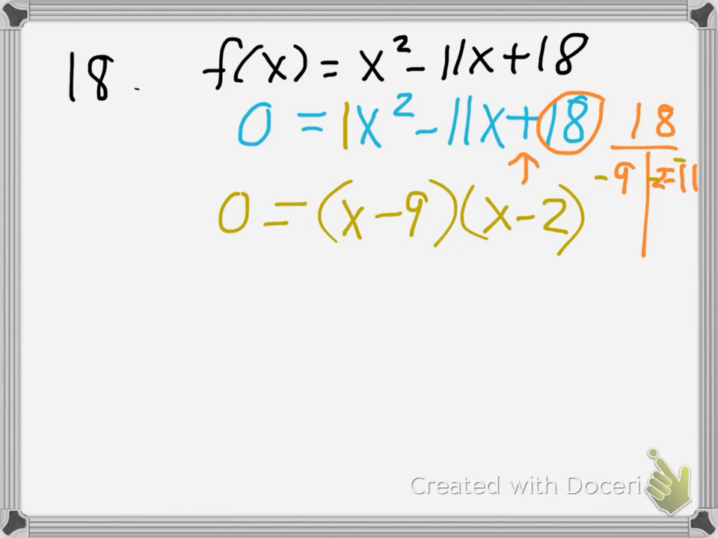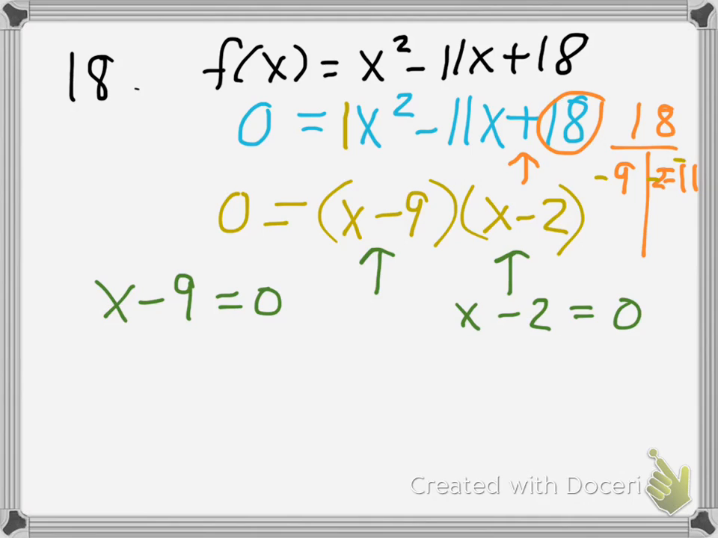So from here, now that I have it factored, I can apply the zero product property, which says if you're multiplying two quantities together, here's your first and here's your second, and your answer is 0, then either that first one, the x minus 9, has to be 0, or the second one, the x minus 2, has to be 0. So from here, we solve each one-step equation.